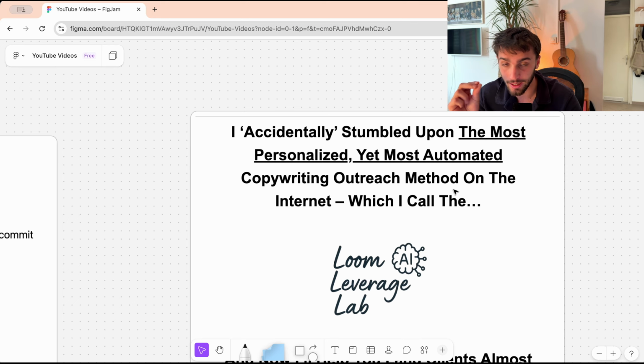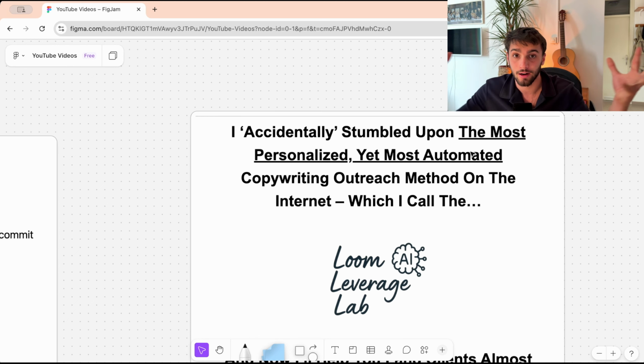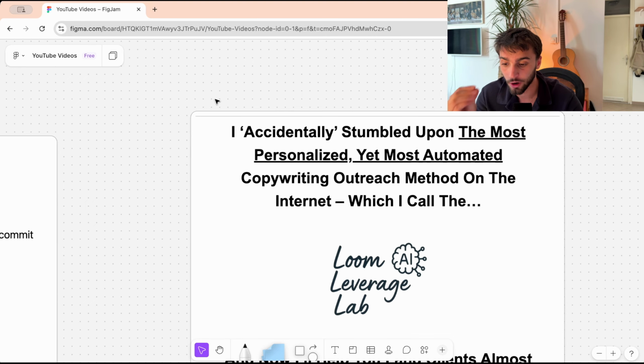Also, the big idea, and why this is so curiosity inducing, is because these two things are oxymorons. They don't go together. Personalized and automated do not go together. You have contrast right there. And the whole point of doing this is that you just have to know, how do I do this? That it's so personalized, yet so automated.